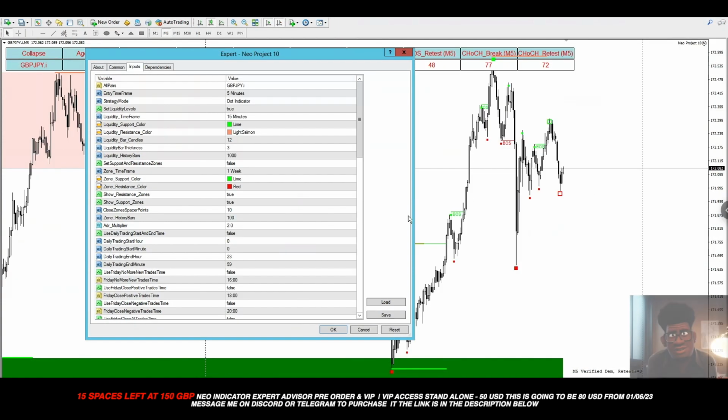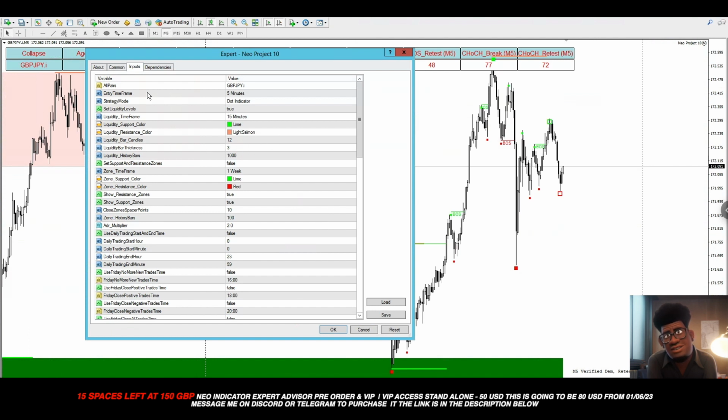Okay, so right now you can see I'm on my chart and this is MT4, and what we have here at the moment is the settings for Neo. This is still getting edited and the project should be completed hopefully at the end of this month, but going into the first week of June we're definitely going to start to see progression with this product.